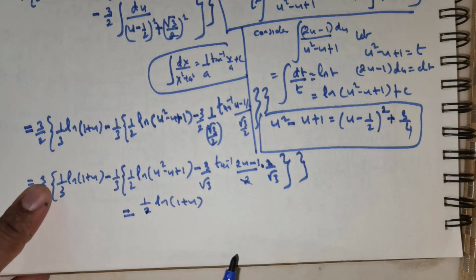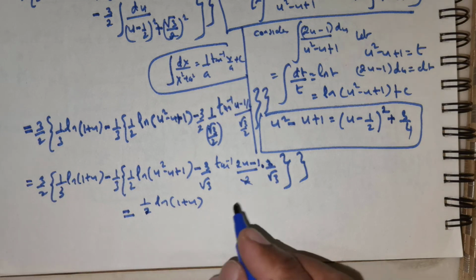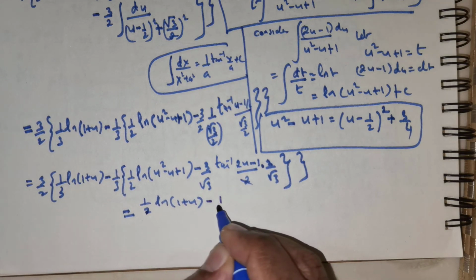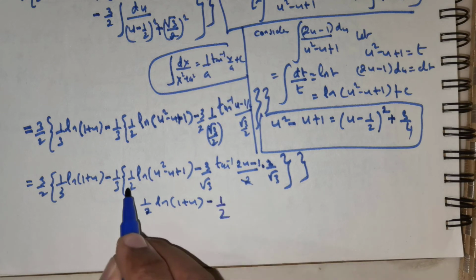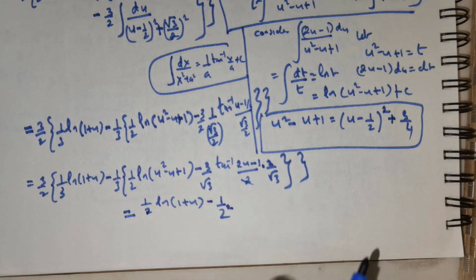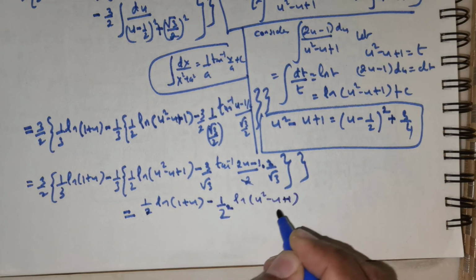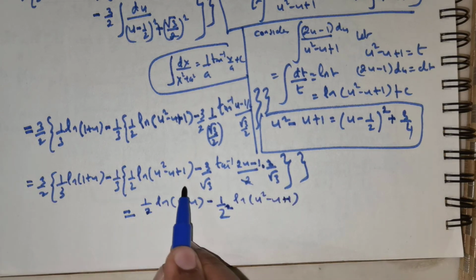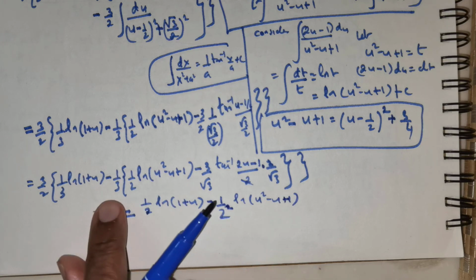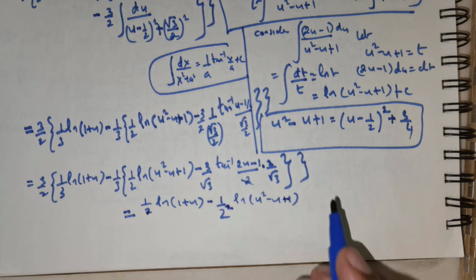So what we can do is I have just taken 3 over 2 inside. Now if I take 3 over 2 inside, clearly this 3 and this 3 will get cancelled. So that would give me negative 1 over 2, and I have a 1 over 2 here, so it's going to be 1 over 2 squared because 1 over 2 will be flowing inside. So that's going to be ln of u squared negative u positive 1. So 1 over 2 is actually coming inside, because the 3 is already gone.